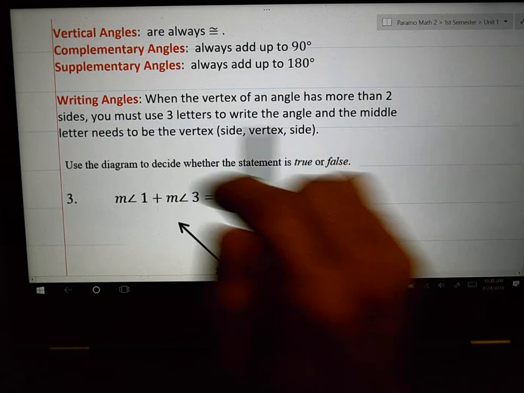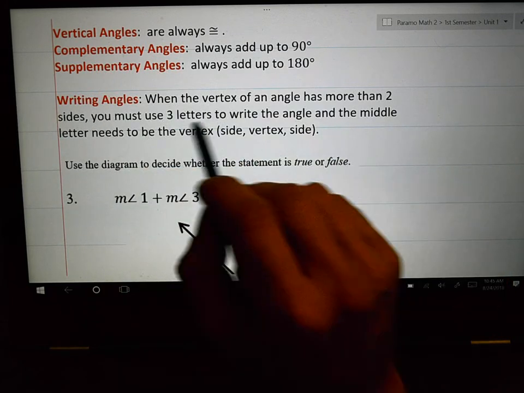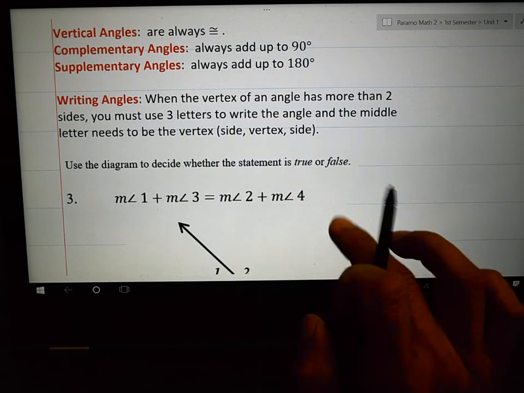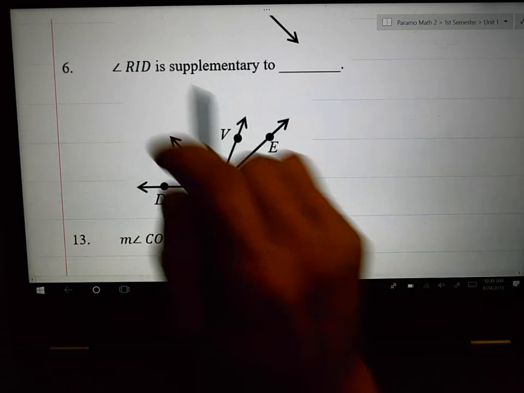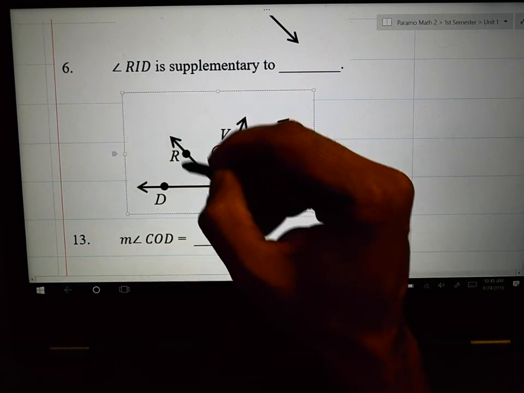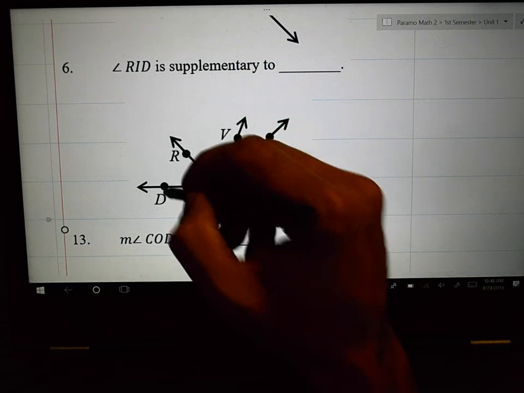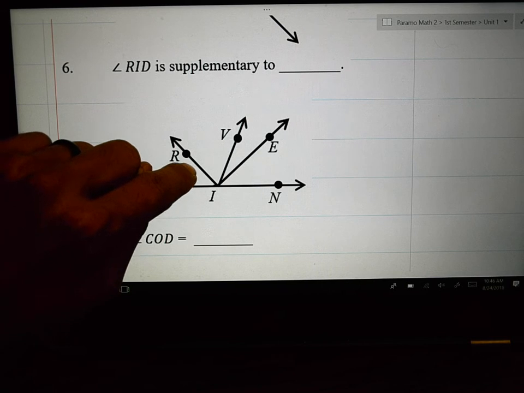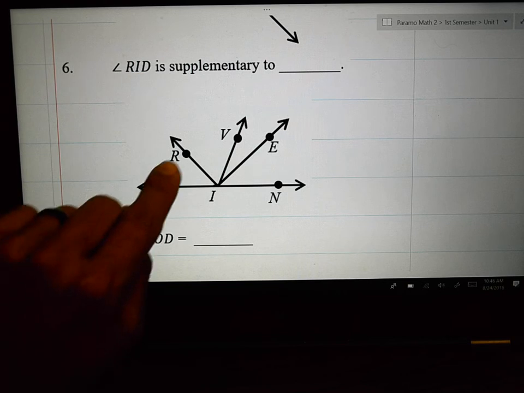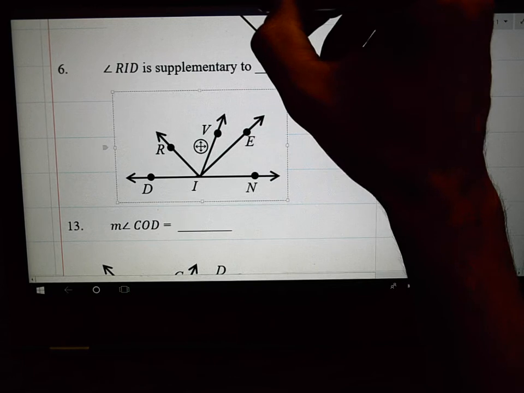The other thing that we need to know is that when we write the angles, we have to write an angle using 3 letters: a side, then a vertex, then a side. Here's what I mean by that. If I say angle RID, we're talking about R, then I, then D. A side, then the vertex, then the other side. That's the only way to label this angle. You can't say angle I because we don't know which angle we're talking about, but when you give 3 letters, you now know the specific size angle that you are using.